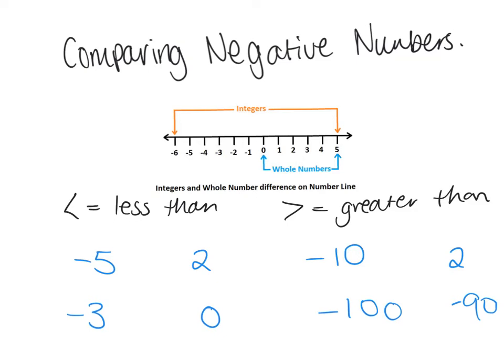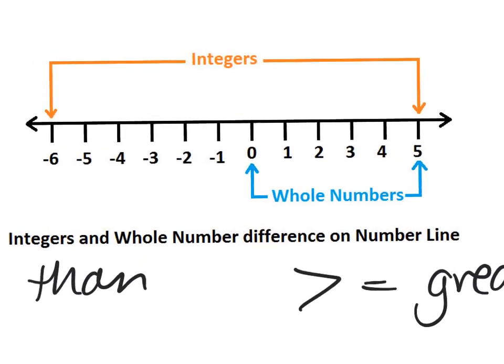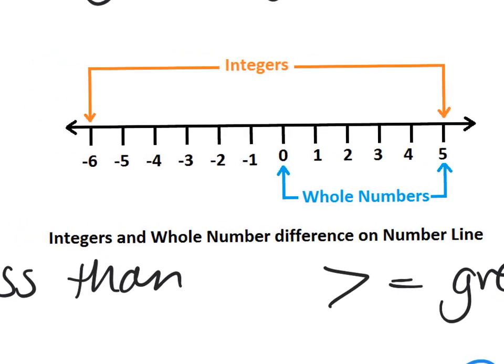Hey team, so today I am going through something that is connecting what we looked at last week. Now we are comparing our negative numbers. So when we compare, we need to think about our number line. So this is our number line here. And obviously it goes forever.